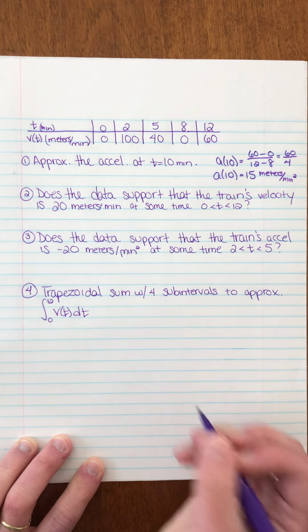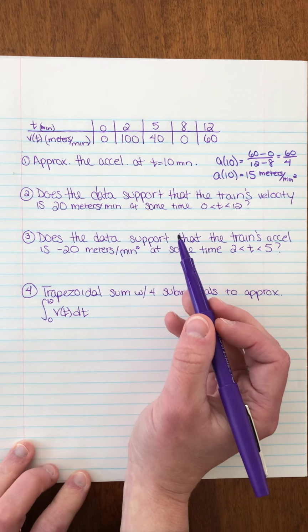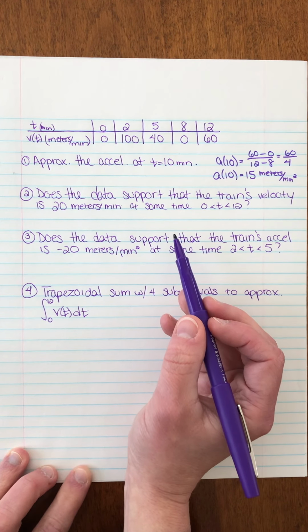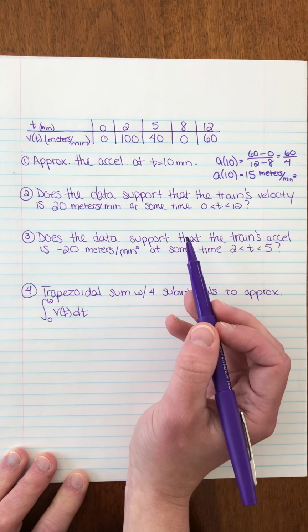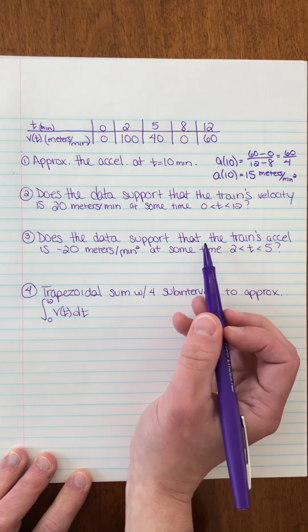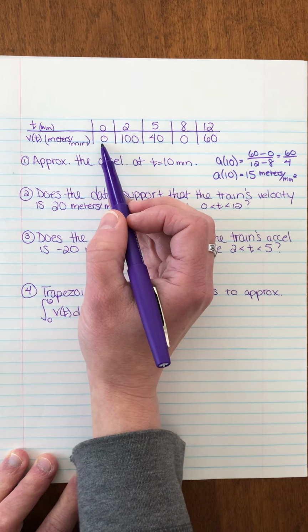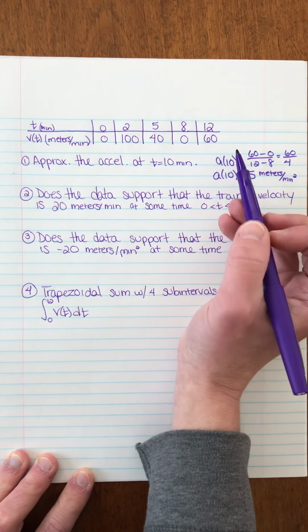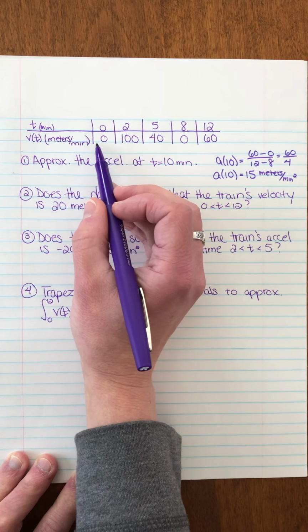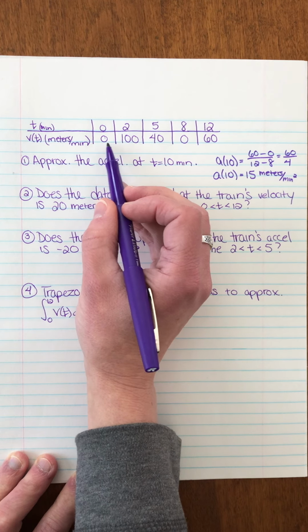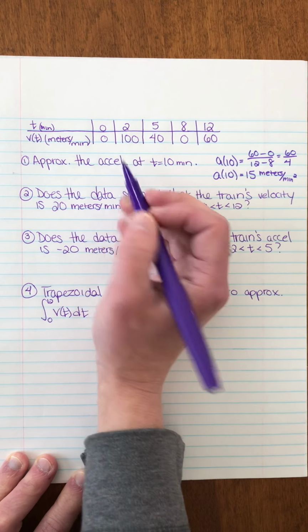All right, so does the data in the table support the conclusion that the train's velocity is 20 meters per minute at some time within the interval from 0 to 12? Give a reason for your answer. All right, so from 0 to 12, is there somewhere where, if this is a differentiable function, my velocity is going to be 20 meters per minute? So it goes from 0 to 100. Would it pass through 20 there? Yes, it would. It would pass through 20.